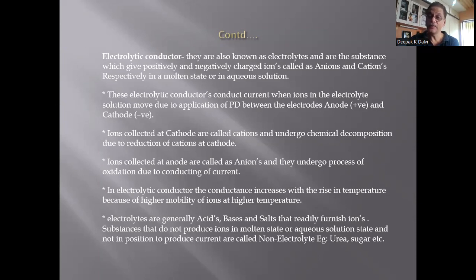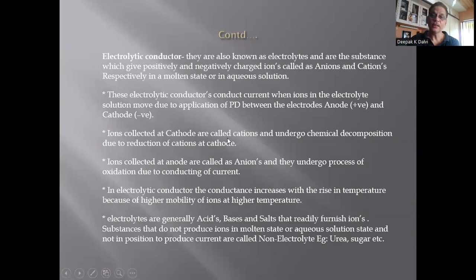And we get different metals in molten form, or in gaseous or aqueous form. So this is what happens in the electrolytic conductor when it is dipped in the electrolyte solution. So these electrolytic conductors conduct current when ions in the electrolyte solution move due to the application of potential difference, PD. PD means voltage applied between the electrodes, that is anode and cathode.